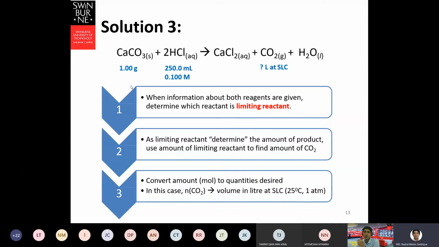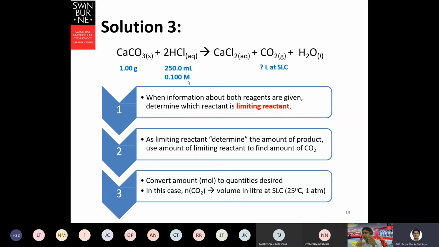So it says 1 gram of calcium carbonate and 250 milliliter of 0.1 molar HCl, right? So how many liters of carbon dioxide will be produced? Different units have been used. So it's a tricky thing. Do not be tricked.